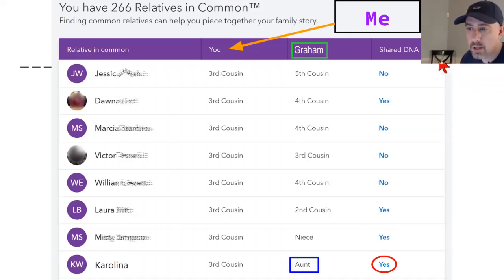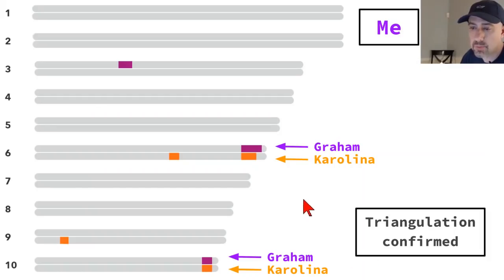Finally, we can go to the shared match list that I have for Graham, and Karolina is on the list of matches that we share. We both match Karolina. Karolina is Graham's aunt. There is a yes here to indicate that there's some triangulation going on, and if we click that yes, we're taken to the page that shows that Graham and Karolina triangulate with me on chromosome 6, and Graham and Karolina triangulate with my family on chromosome 10, or triangulate with me specifically on chromosome 10.